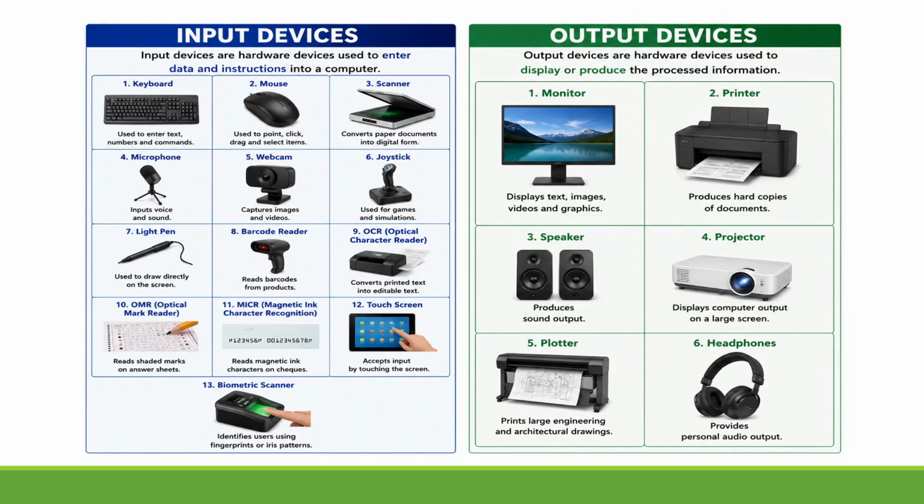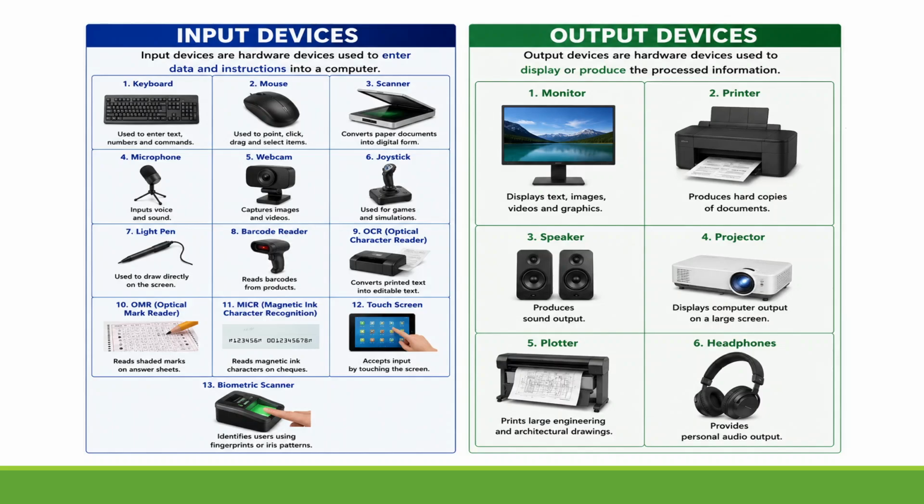And the other part, output devices. Output devices are hardware devices used to display or produce the processed information. Means input devices are for the purpose of entering data, and output devices display or produce the processed information. The computer will take the data, then process it, then produce the result. To provide those results or information, we use some hardware devices. Those are the input devices. These are the output devices.